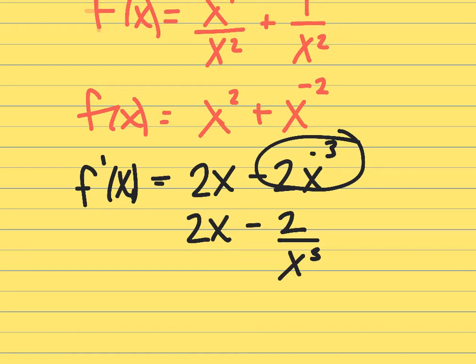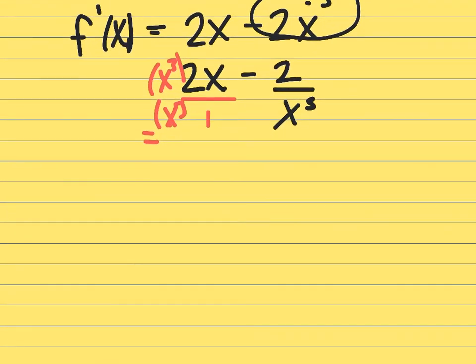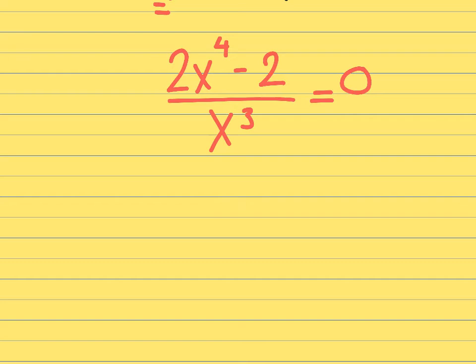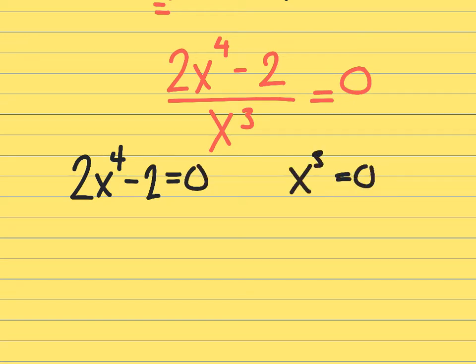The next thing I need to do, because I have fractions that need to be added, I need to get a common denominator. So I'm just going to multiply this by x cubed. So I will get 2x to the fourth minus 2 all over x cubed. So there's two things we have to catch. We have to set it equal to 0 and check when it's undefined, which basically means you have to set both the top and the bottom equal to 0. So 2x to the fourth minus 2 equals 0 and x cubed equals 0. So this again is when it's undefined, when the denominator equals 0, so obviously just x equals 0.